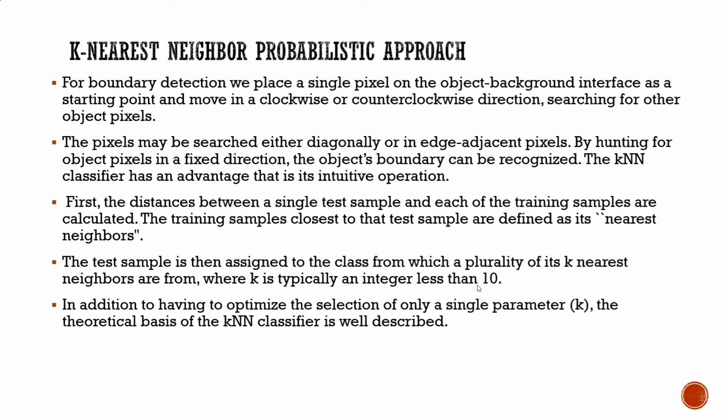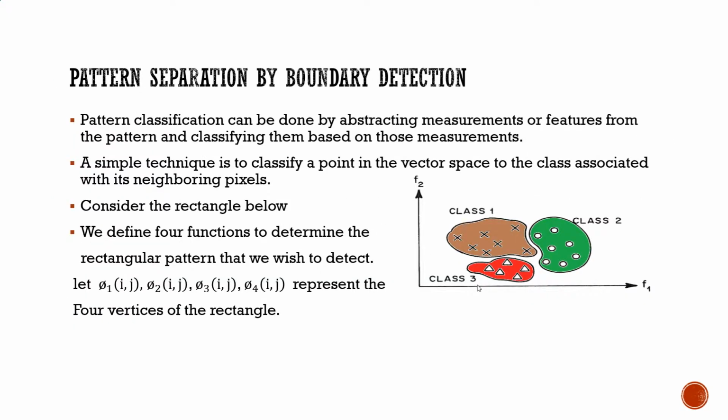Pattern separation by boundary detection. Pattern classification can be done by abstracting measurements of features from the pattern and classifying them based on those measurements. A simple technique is to classify a point in the vector space to the class associated with its neighboring pixels.